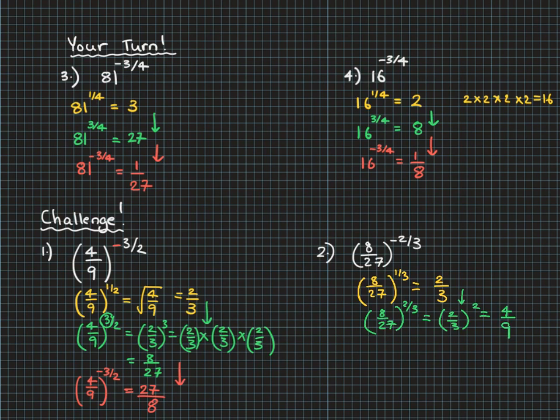And then to finish off, of course, we need to deal with the negative in the index. So 8/27 to the power of negative 2/3. Well, let's take the answer we had previously, take its reciprocal, 9/4. Very well done if you work that out.